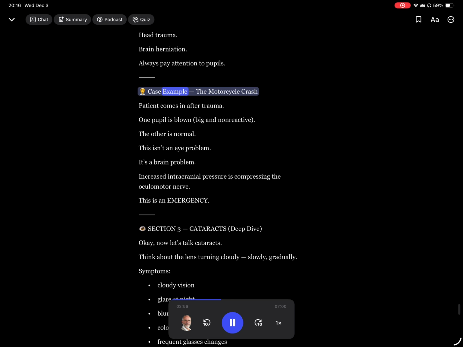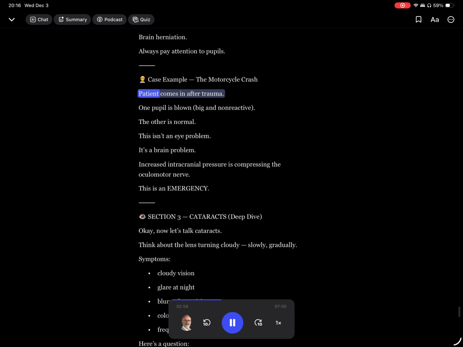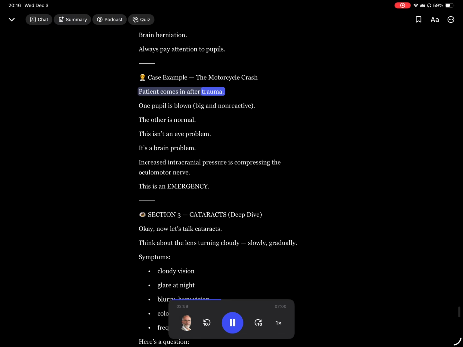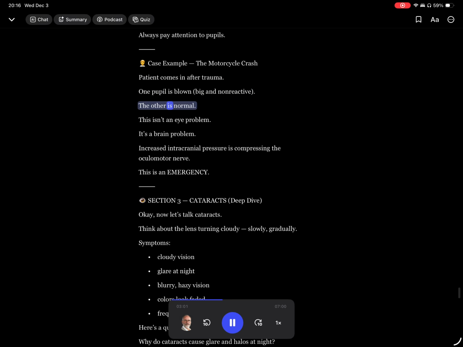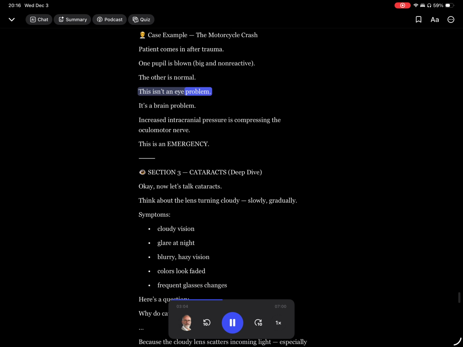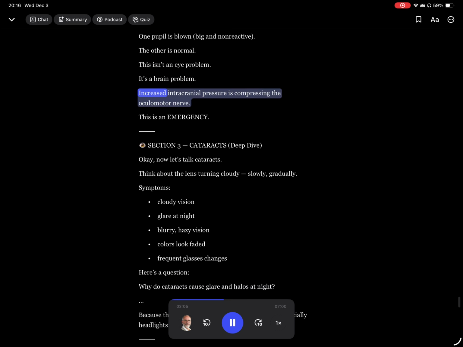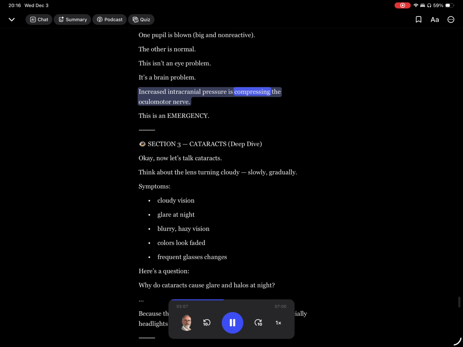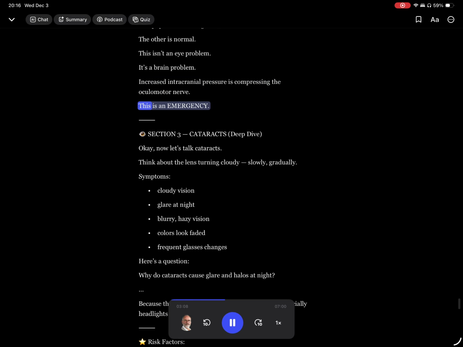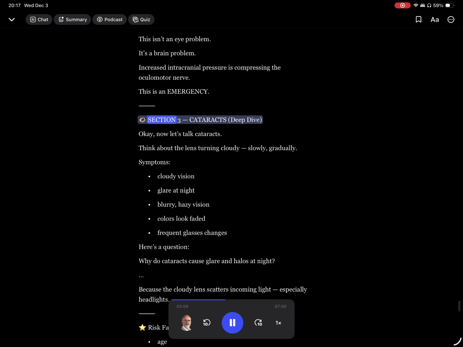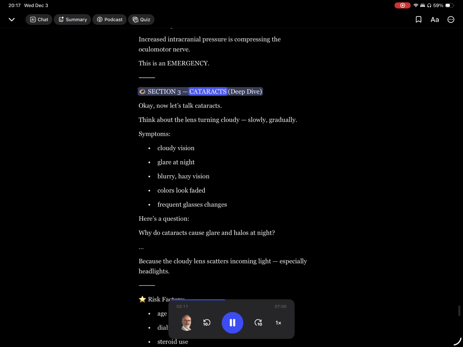Case example, the motorcycle crash. Patient comes in after trauma. One pupil is blown, the other is normal. This isn't an eye problem, it's a brain problem. Increased intracranial pressure is compressing the oculomotor nerve. This is an emergency.